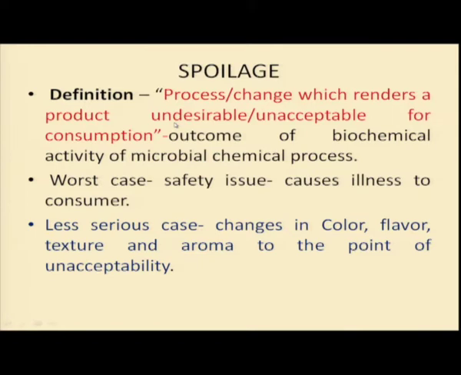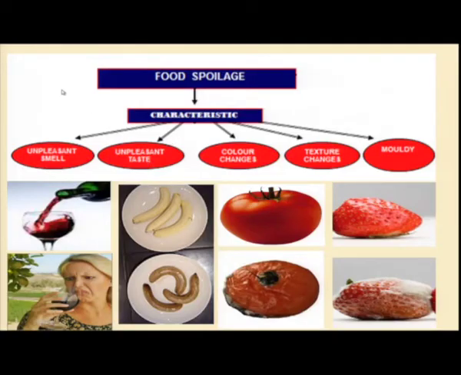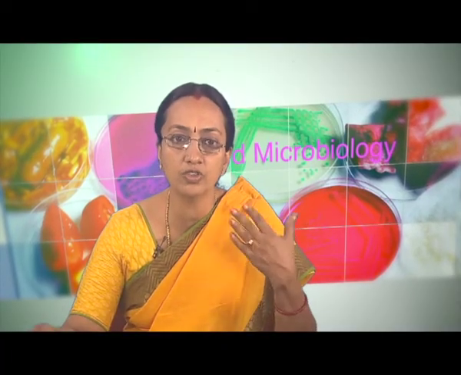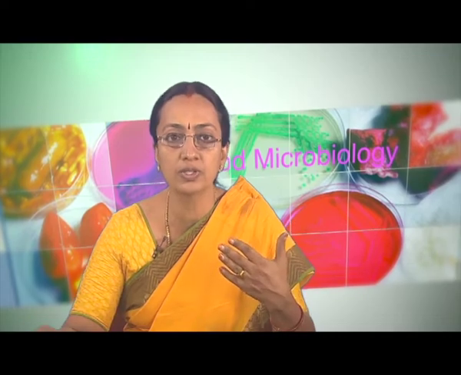In less serious cases, we talk about changes in the color, flavor, texture and aroma to the point of unacceptability. So in the picture we see a food spoilage, where the color changes, the appearance changes, the outer texture changes, and then you have the breakdown in the texture, spoilage altogether. So all these are indicators that you have some sort of microbial damage happening to the food concerned.